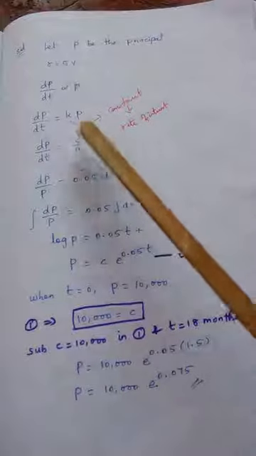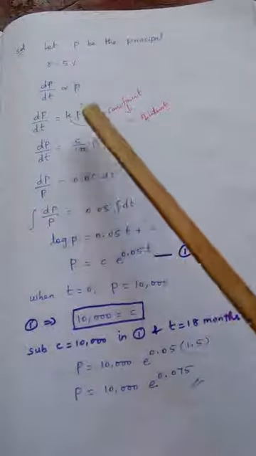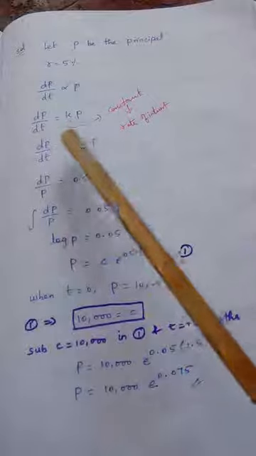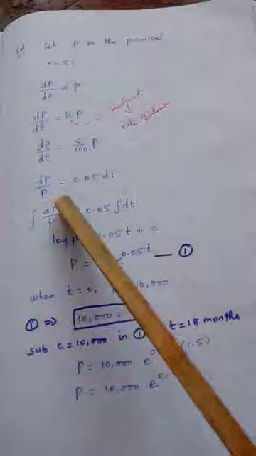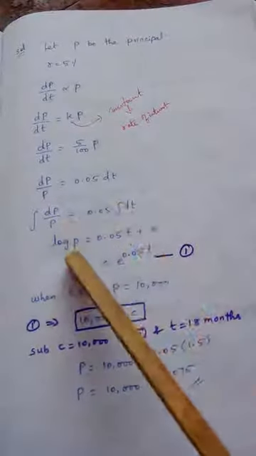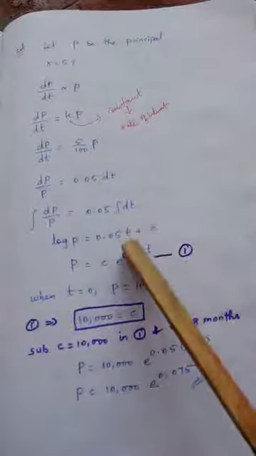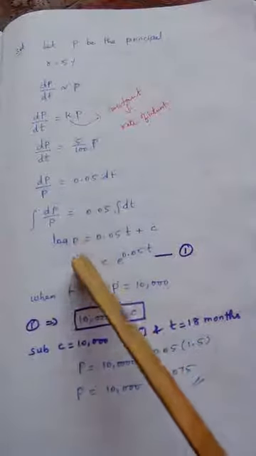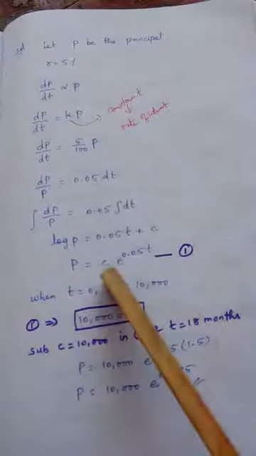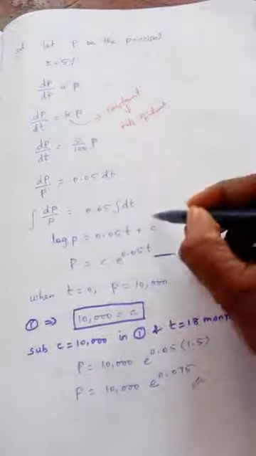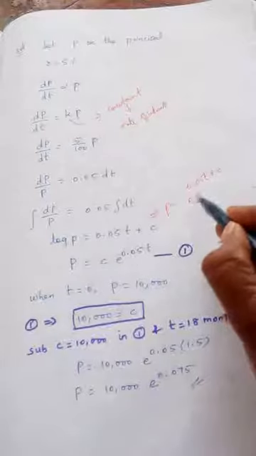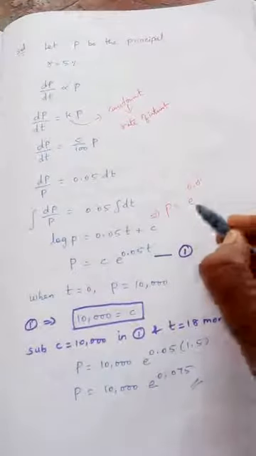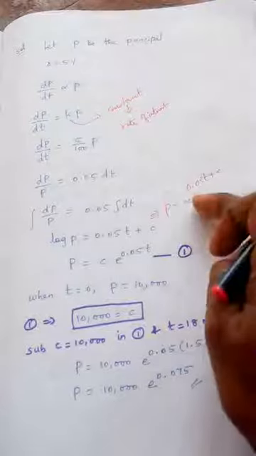Since 5% is the rate of interest, in place of k I am writing 5 by 100 into P. Now rearranging, dP by P equals 5 by 100, which is 0.05, dt cross multiplied. Integrating both sides, this is log P, this is 0.05, integral dt is t plus c. Again, log P goes to the other side and becomes e power, so P equals e power 0.05 t plus c, and we split this into 2, of which e power c is taken as c. So P equals c e power 0.05 t. This is taken as the first equation.